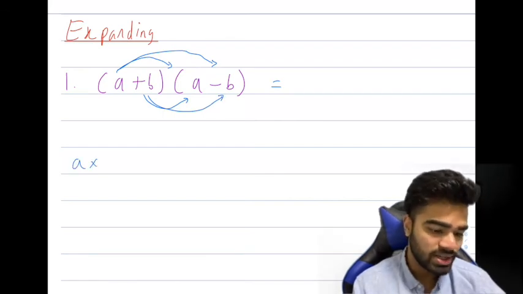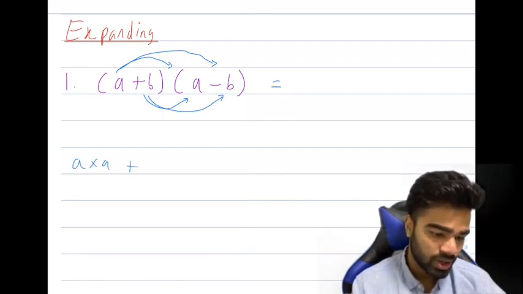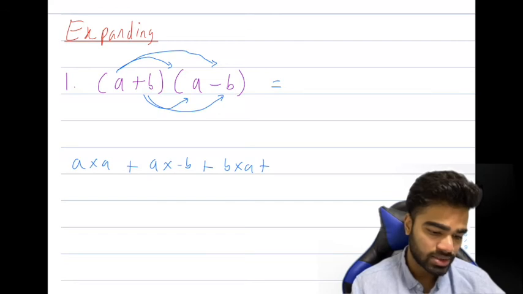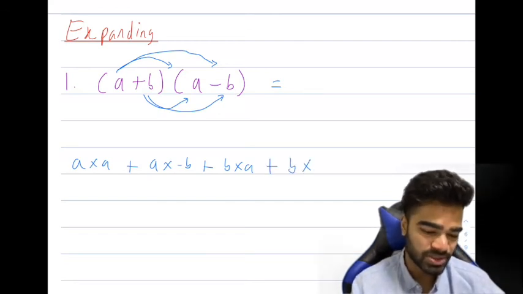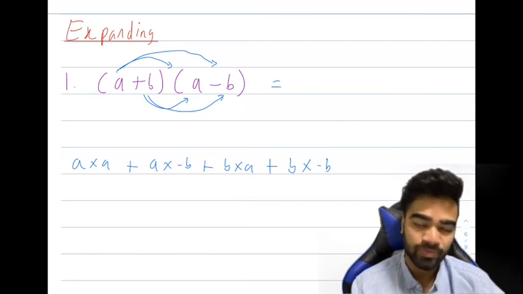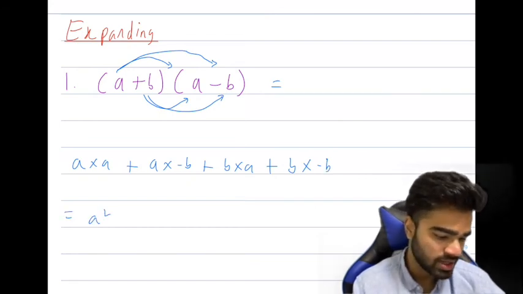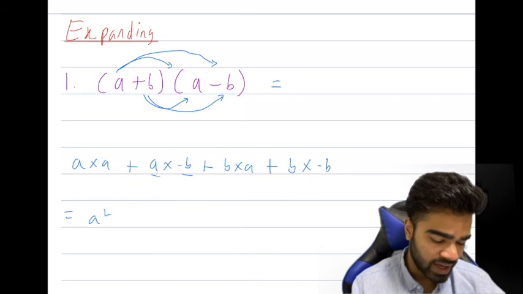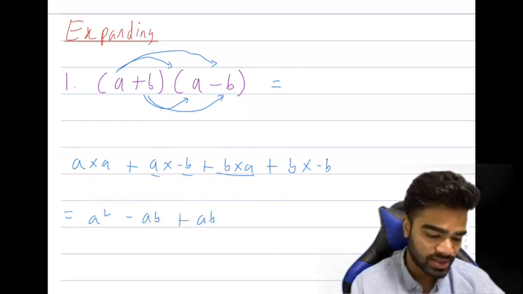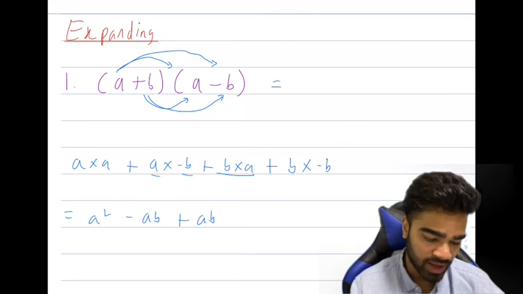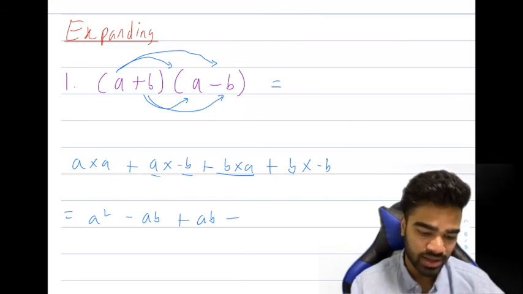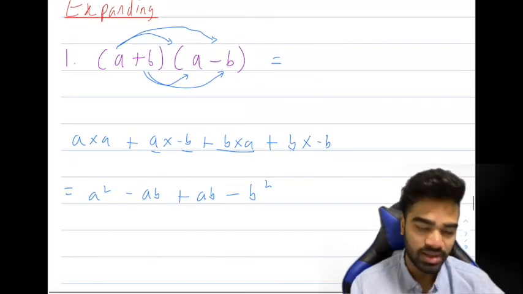So it's going to be a times a, plus a times negative b, plus b times a, plus, no, it would be minus, because b times negative b, right? So it's the same as always. So it's a squared, a times negative b is minus ab, plus I'm going to write this as ab. Remember, order doesn't matter when you're multiplying. And then it's going to be minus b squared, because b times negative b is negative b squared.